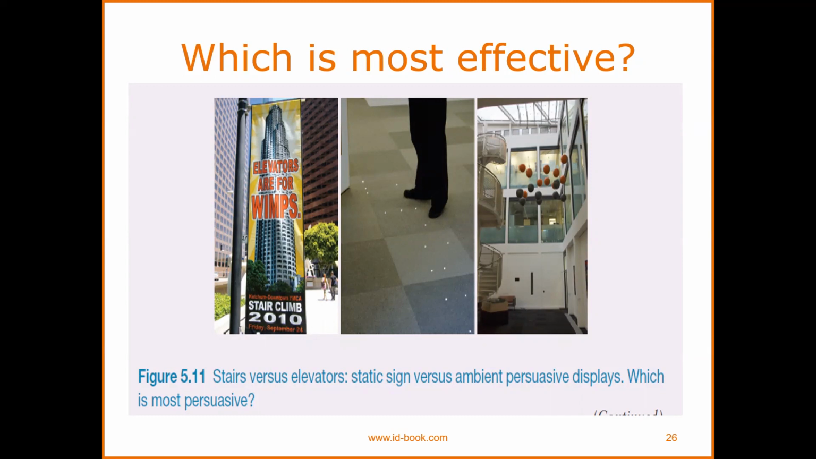So stairs versus the elevator, static sign versus the ambient persuasive display, which is more persuasive? Actually, when you are using stairs and elevators, if you do want to do exercise and you have good health, you use the stairs. But if you have a PWD, are pregnant, or have any conditions that may be harmed if you force yourself, you should use the elevators. So both are effective, but it depends on the conditions. It's considered one of the emotional and physical state also.